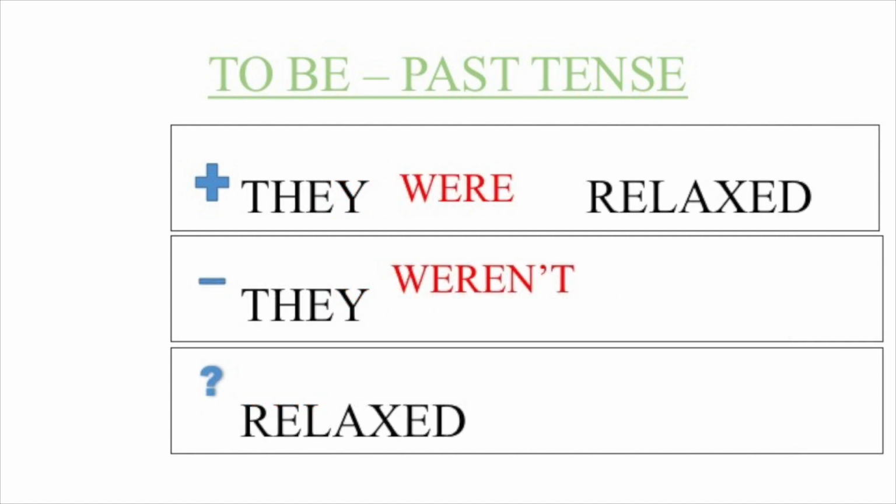Okay, now they. Now remember, we changed the word, not was. They were relaxed. Positive. But how about negative? They weren't relaxed. Well done. Now remember, guys, for the question, just swap the first and second words. Were they relaxed? And remember, if we're writing the question, what always comes at the end? Question mark.